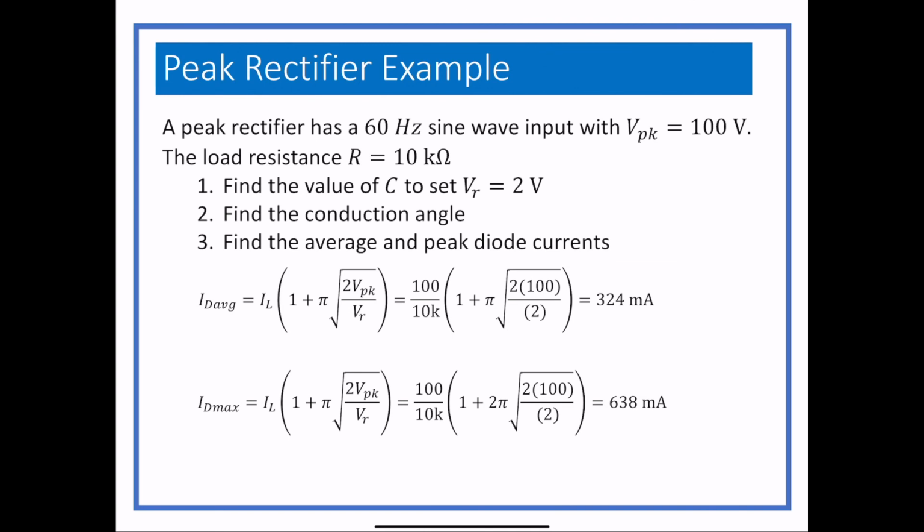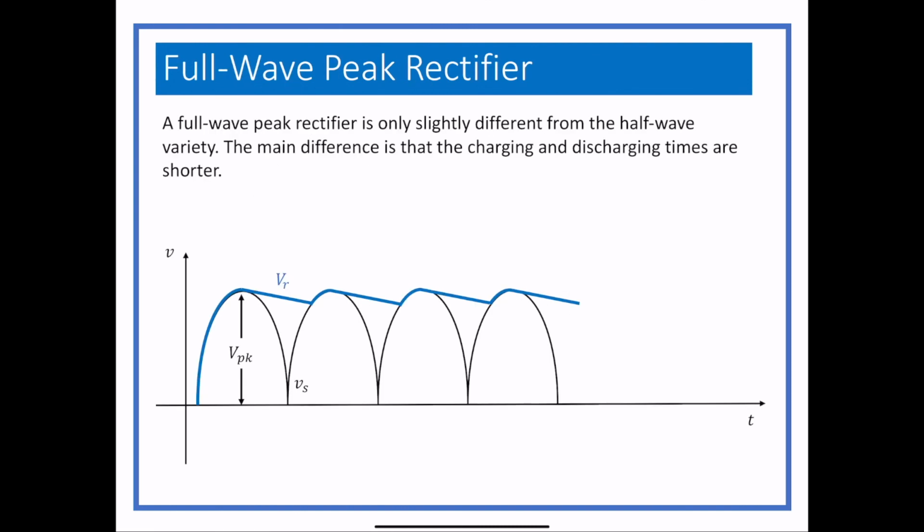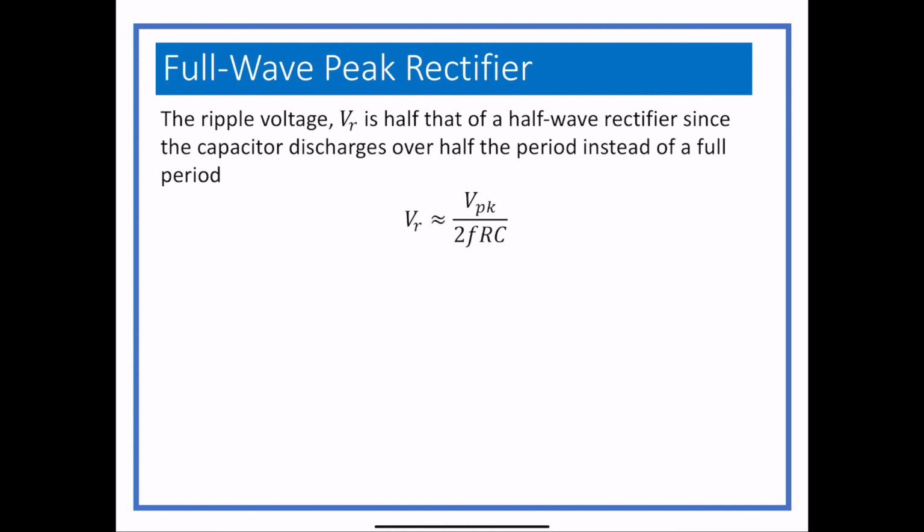So the only difference between a half-wave rectifier and a full-wave rectifier is that the charging and discharging times are shorter. That's really the only difference. Everything else is exactly the same. The ripple voltage is just half of that of a half-wave rectifier because the capacitor discharges over half the period rather than the full period. So we just use VR approximately equal to V peak over 2 f R C.